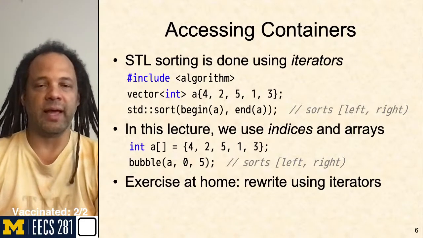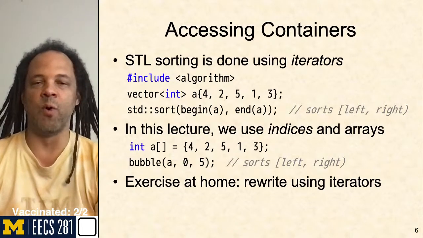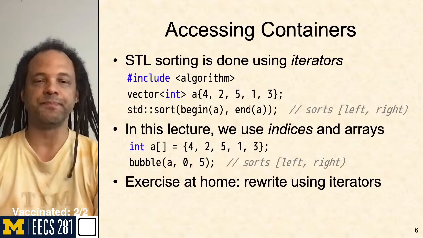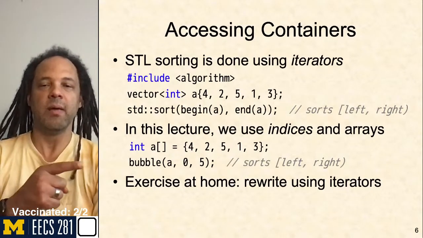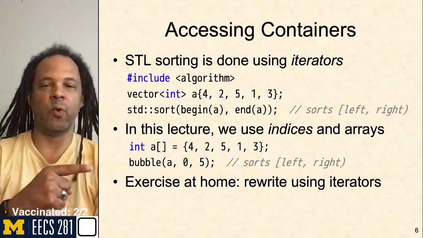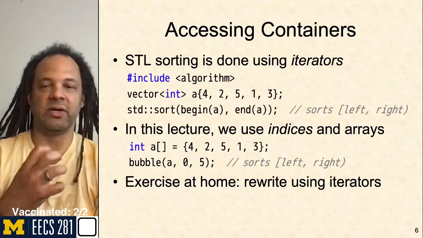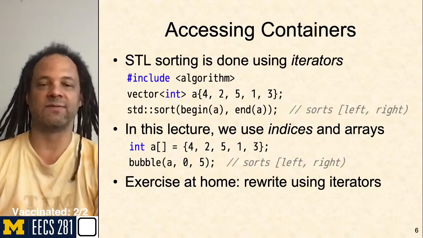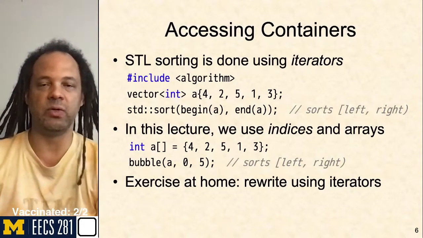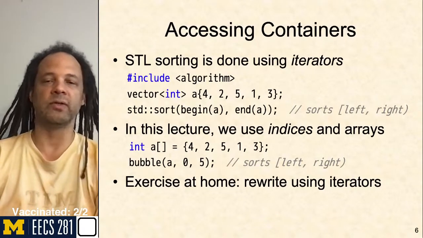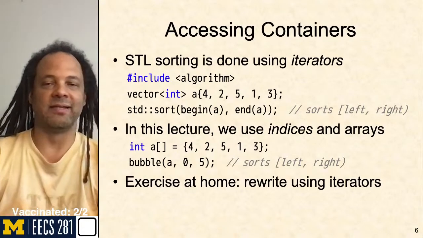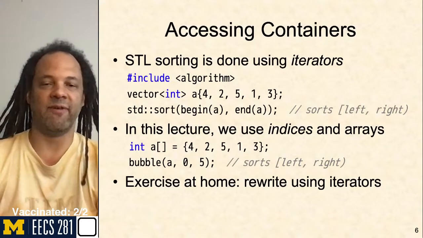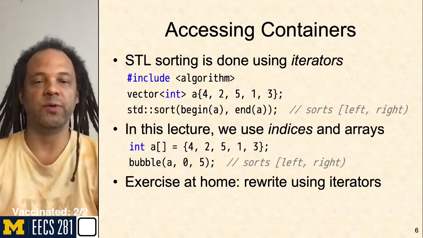In this lecture, of course, to make things more visual and easy to see, we're going to be using indices and arrays, but we'll still be using them in that same way where we're talking about the index 0 where things start and the index 5, which is where we shouldn't be doing any sorting. So here we've got an array A that's declared and initialized with the same values 4, 2, 5, 1, and 3.